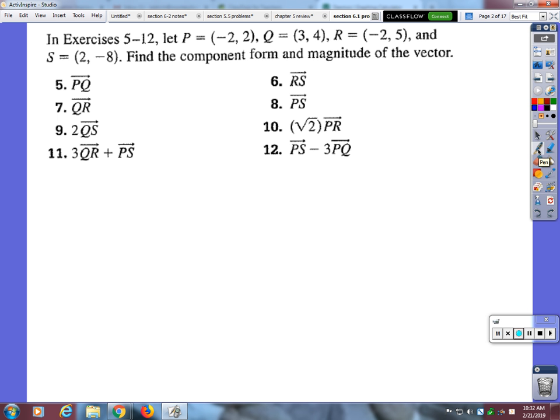So the way you do number 9 is you figure out what QS is first. So we have to subtract like backwards, right? So 2 minus 3 is -1. And then -8 minus 4 is -12. I mean, multiplied by 2. Yeah, that's it.